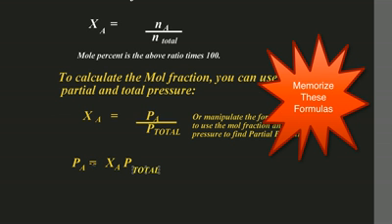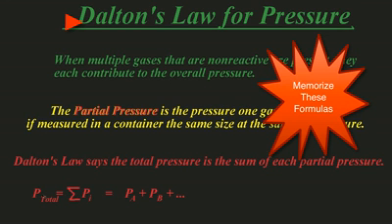Again, quick recap. Partial pressure is the mole fraction times the total pressure. You can manipulate this formula to calculate mole fraction. Mole fraction is the individual moles over the total moles. And then Dalton's law says add the partial pressures together to get the total pressure. And that's basically it. Not much to it, okay?